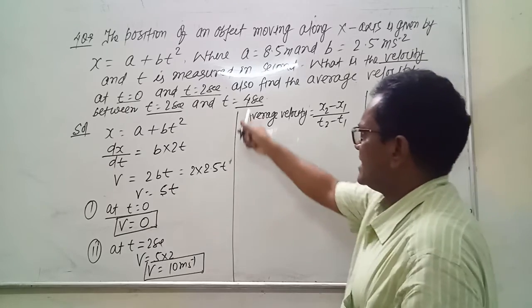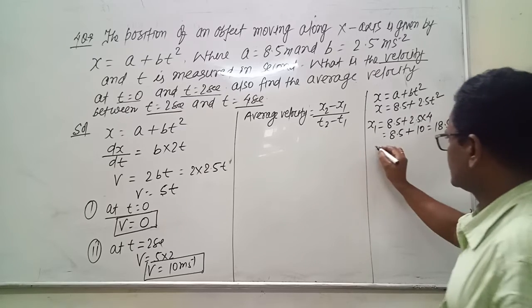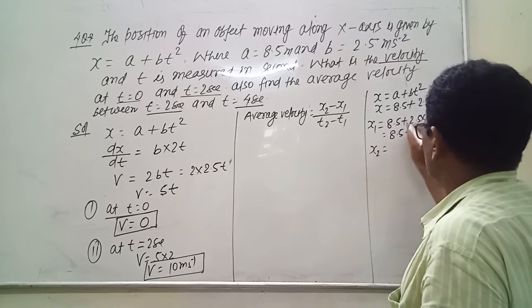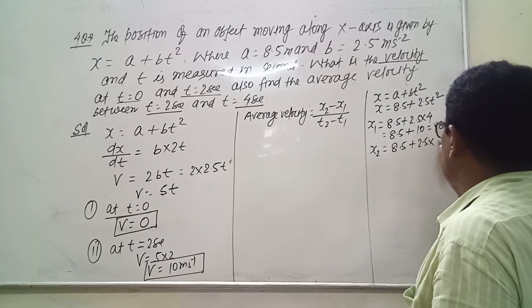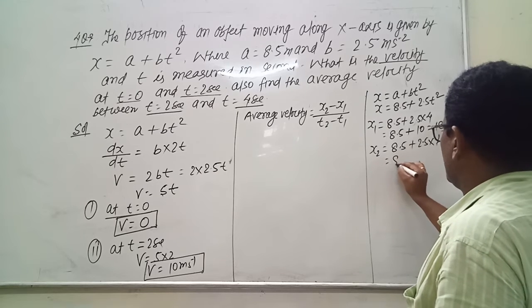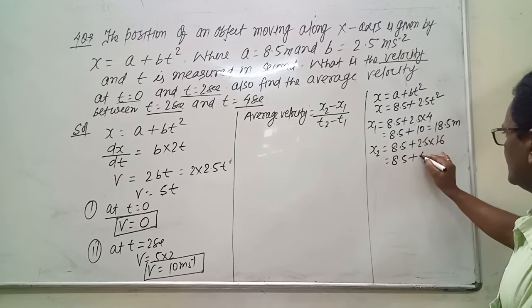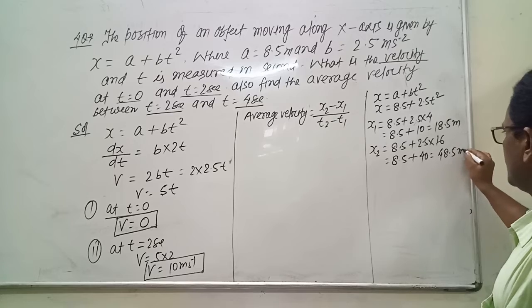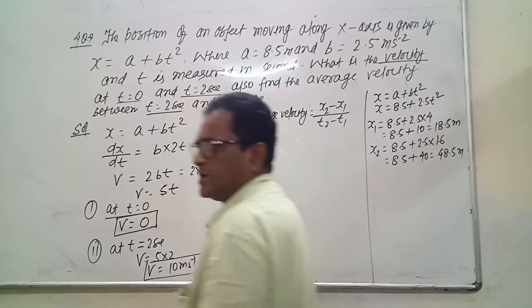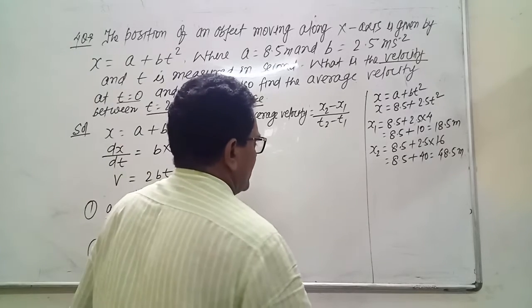Now we will find the final position by putting the value of t equals 4 seconds in this expression, and this will be x2. So 8.5 plus 2.5 into t square, 4 square is 16, 8.5 plus 16 into 2.5. This is 40, and 40 plus 8.5 is 48.5 meter. So we have calculated x1 and x2. x2 is 48.5 meter, x1 is 18.5.